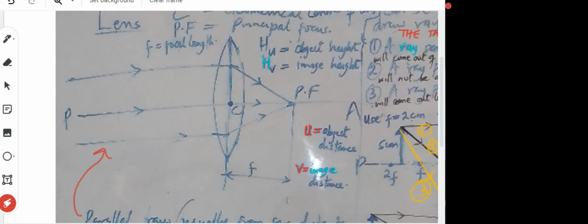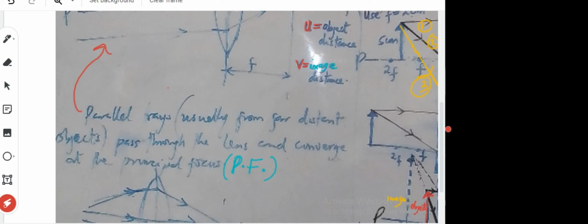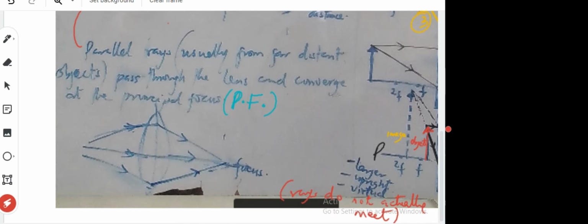So let's establish some points before we do that. Okay, all right. Remember I said parallel rays, usually from far distant objects, pass through the lens and converge at the principal focus, isn't it? But if the rays are not parallel, they still converge, but where they converge is not the principal focus, it's just like a focal point, like a focus. Like these rays, are they parallel? No. They still converge because they are passing through a converging lens. They will converge somewhere, but that's not the principal focus.